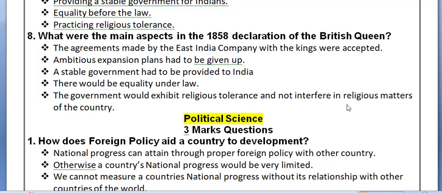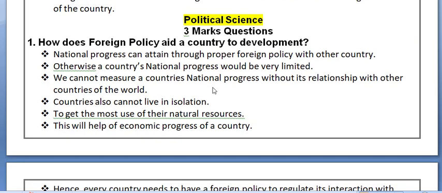So that is the part of history, the 3 marks questions from the part of history. Let's move on to political science. So here are the political science questions.